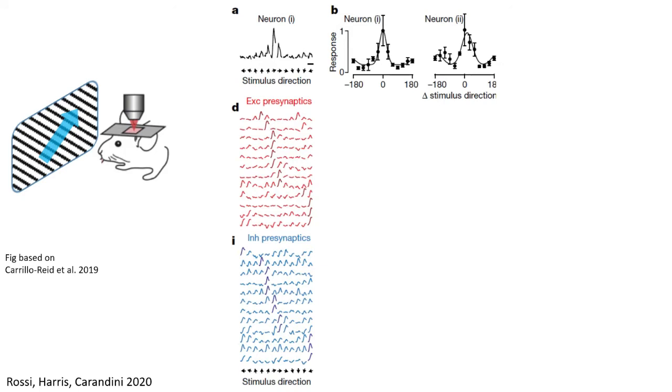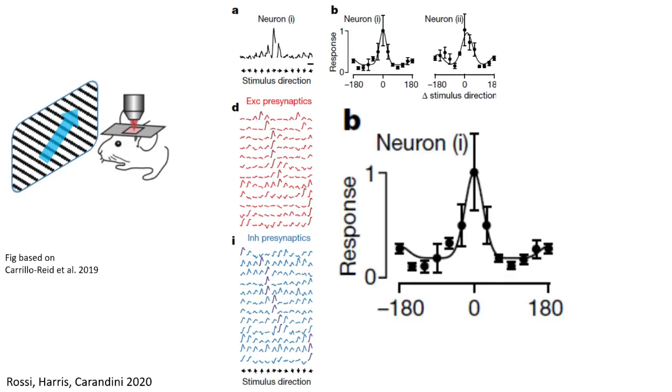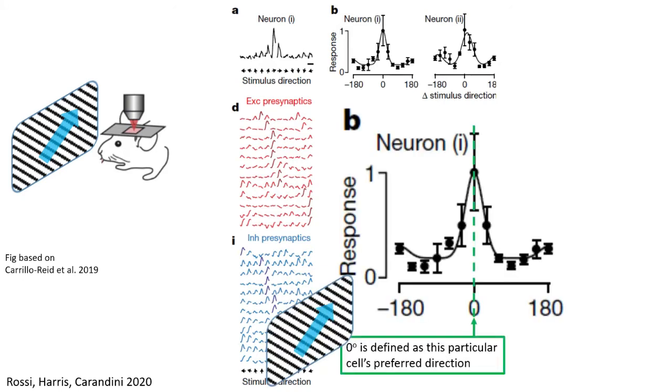Figure B here shows target cell receptive field responses from two different mice. Let's make sure that we understand these plots. 0 degrees is defined as this particular cell's preferred grating movement direction. So all direction selective cells are going to have a peak response at 0 degrees by definition. And the x-axis angles are relative to this preferred direction.